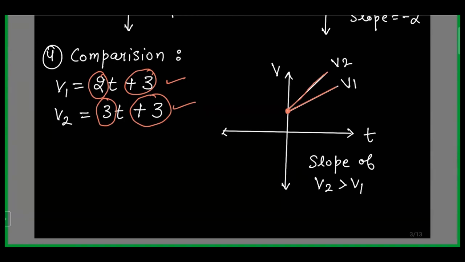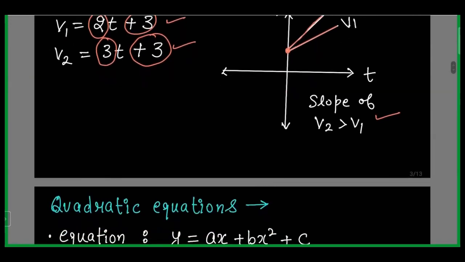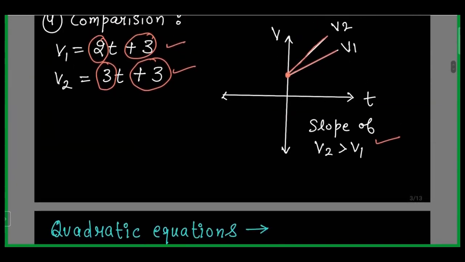So you can do this kind of analysis: if two graphs are given, just by looking at the graph, you can say the slope of V2 is greater than the slope of V1. Just by looking at the graph, you can tell this. So I hope you have all understood the linear graphs.